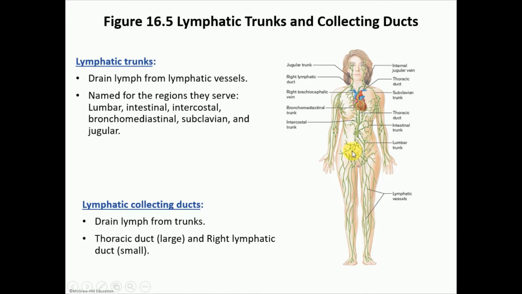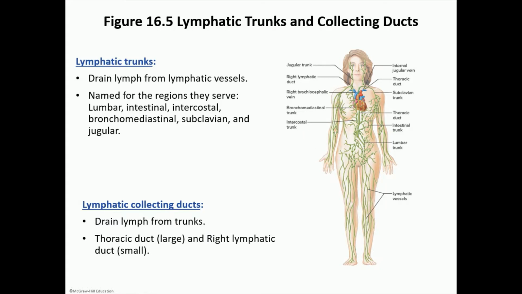We have trunks in the intestinal area related to the small and the large intestine. Those are known as your intestinal trunks. There are subclavian trunks, for example, found in the subclavian area, which is underneath the clavicle. There are also lymphatic trunks in the jugular area and so on. So these trunks are widely spread throughout the whole body.